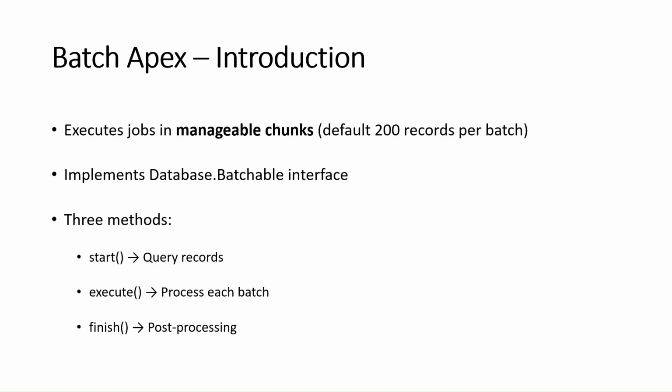Basically, in batch Apex we have three methods. The first one is start, and then execute and finish. In the start method, we can query whatever records we need. In the execute method, we process each batch, so if we have to update records or do any process, we can do it in execute. And in finish, we can do post-processing. Like once we update the records, if we have to save them in some file format, or send a mail, we can do it in the finish method.